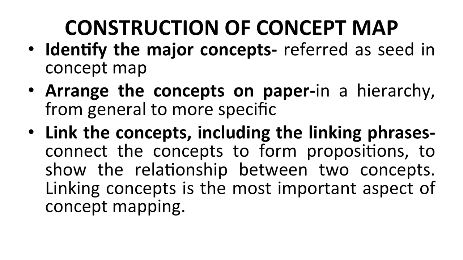Construction of a concept map has the following steps. First, we have to identify the major concept, referred to as the seed in the concept map. Then, these concepts have to be arranged on a paper to form a hierarchy from general to specific, or from more complex to less complex, or less complex to more complex in a particular manner. Then, the links of the concepts, including the linking phrases, have to be organized. The connection of the concepts to form a proposition to show the relationship between two concepts has to be determined.